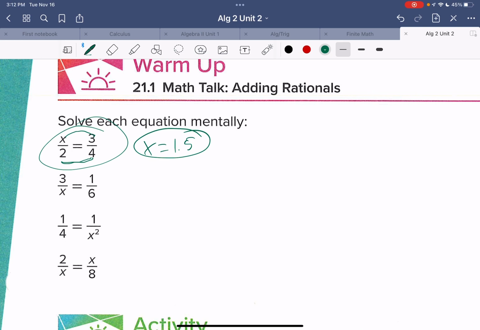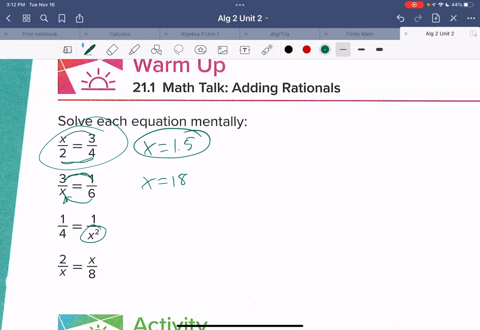Same thing here. Look here. 3 becomes 1. 1 becomes 3. That means it's 3 times as much. So 6 needs to go to 3 times as much. That's right. X is 18.